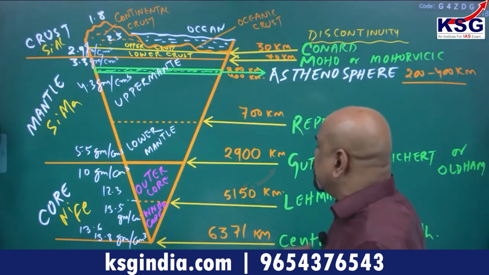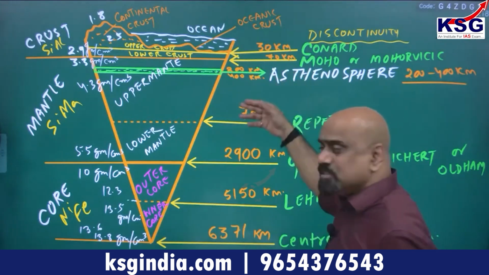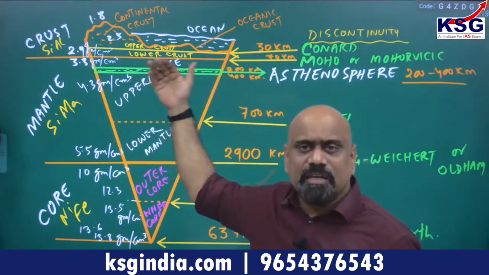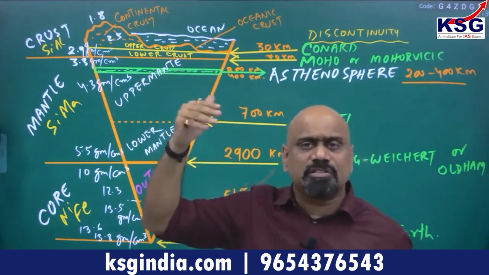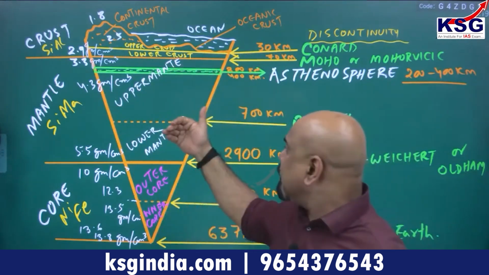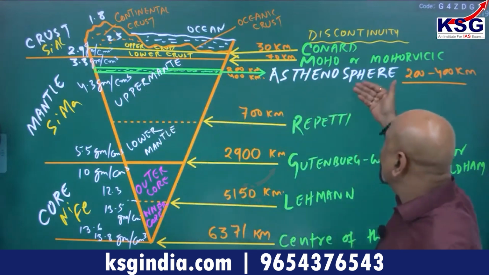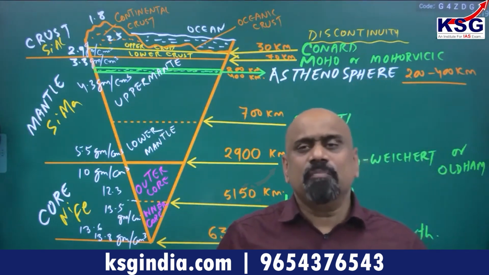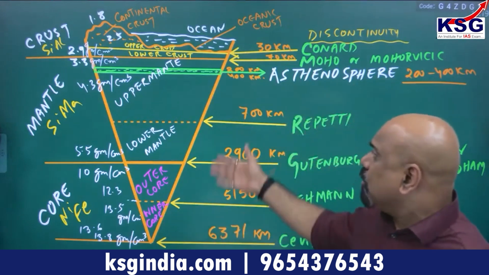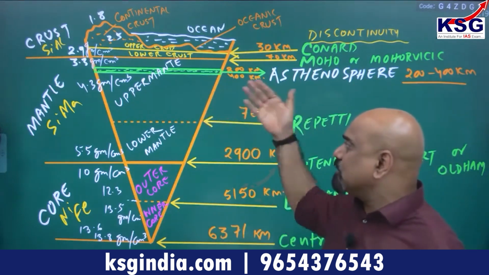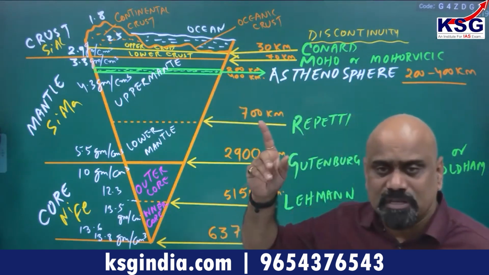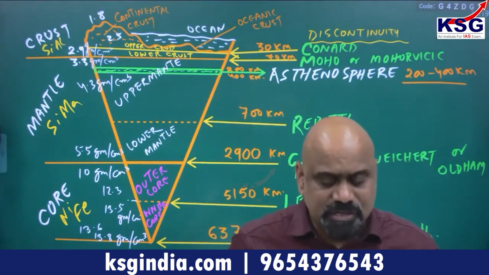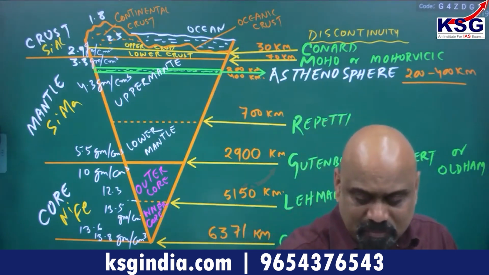Below this, if you go, there is a sudden change in the density and composition, and here the continental crustal block ends. This is known as the Moho discontinuity or Mohorovičić discontinuity, very important, where the density of the rock suddenly changes from 2.9 to 3.3 gram per cubic centimeter. There is a sudden increase. Please remember this.